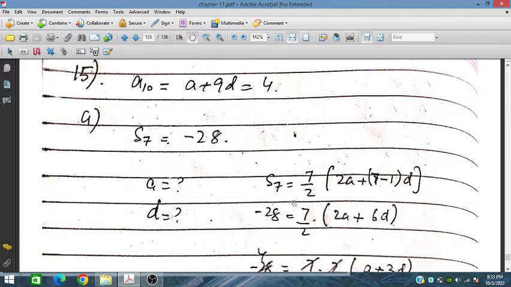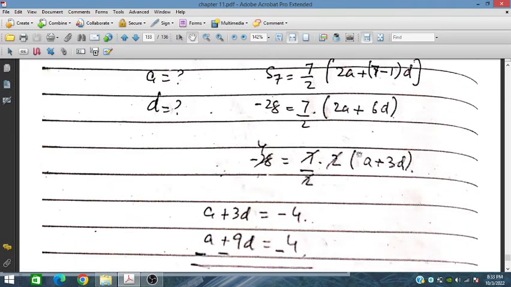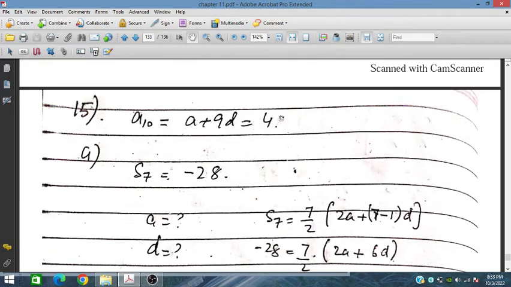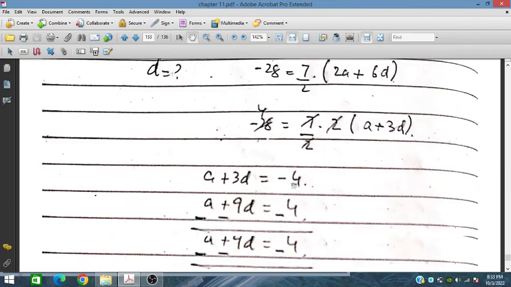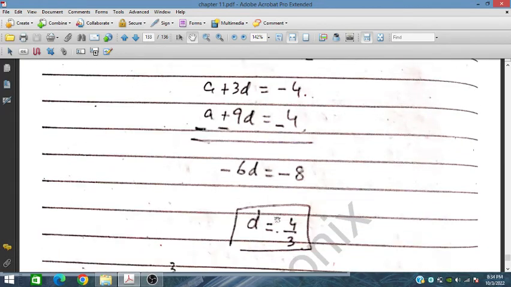So A10 is equal to a plus 9d is equal to 4, and S7 is equal to minus 28. From this S7 we write down this expression, and so we have a plus 3d is equal to minus 4, and a plus 9d is given as 4. So we will use these two to find the value of d.